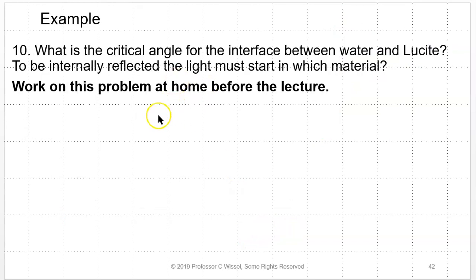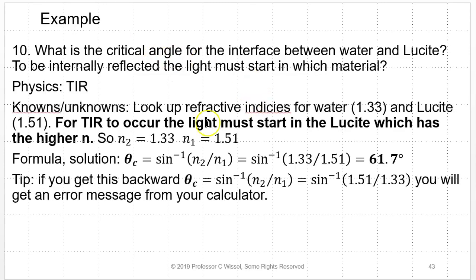Okay, example: what is the critical angle for the interface between water and lucite, and to be internally reflected, the light must start in which material? First thing you want to do, besides working at this problem at home, is to look up the index of refraction of water and lucite. You probably memorized water. Lucite, look it up, it's 1.51. So you need to be in the lucite because it has to be started in the higher index of refraction or else it doesn't work. The answer to that is you must start in the lucite.